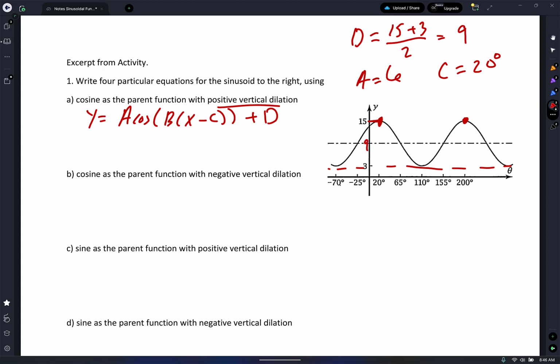All right, I think I got everything I need except for the B. I get the B by doing what divided by what? Yeah, why'd you use 360 and not 2 pi? Because it's in degrees. Look at the x-axis. It's in degrees, guys. What is the period? I have a peak at 20 and I have a peak at 200.